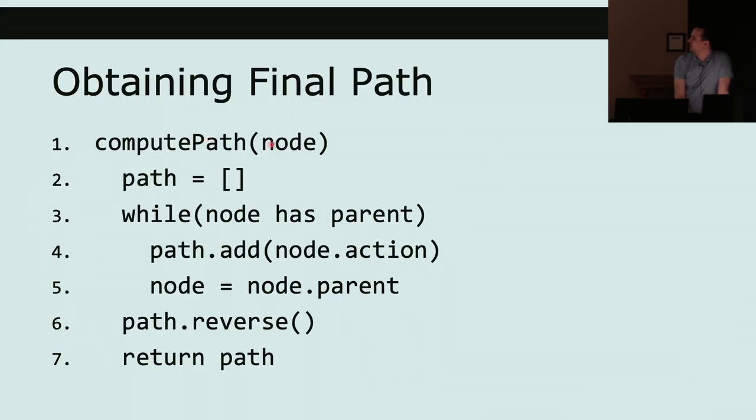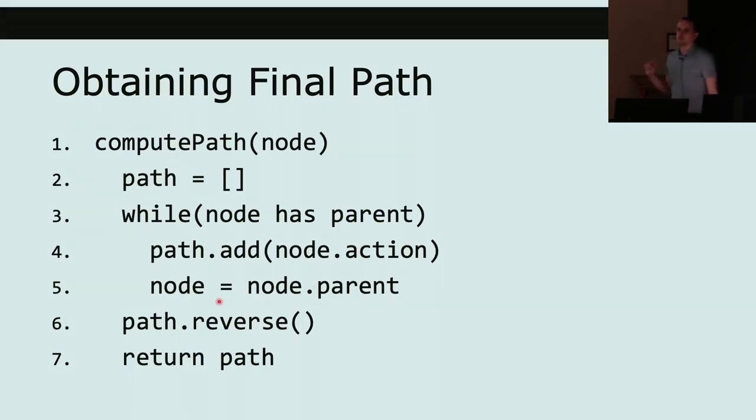So if you wanted pseudocode to compute the path leading to a particular node, well, you just have an empty path, and then you say, while the node has a parent, add the action of the node to the path, and then set node equal to its parent. And then that loop will take care of everything for you.